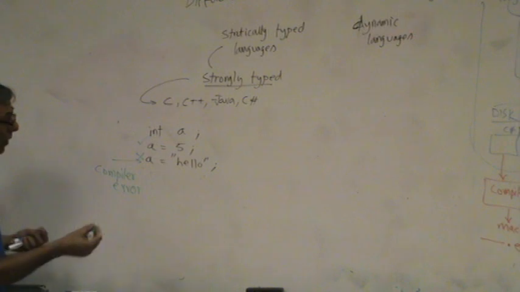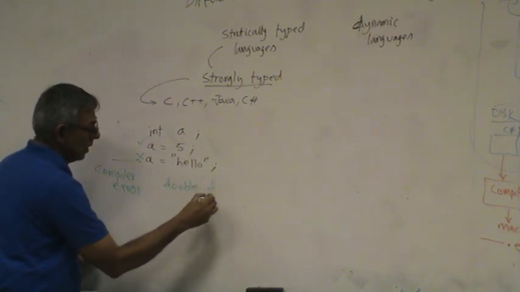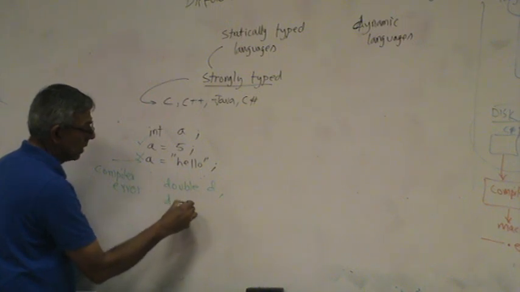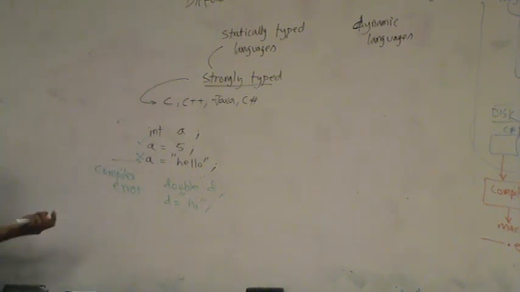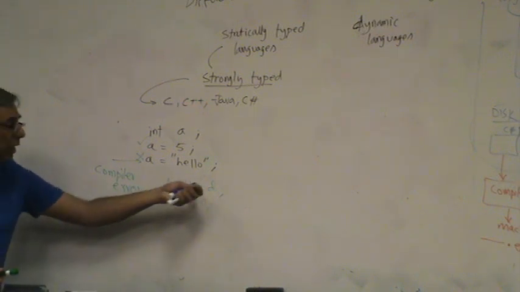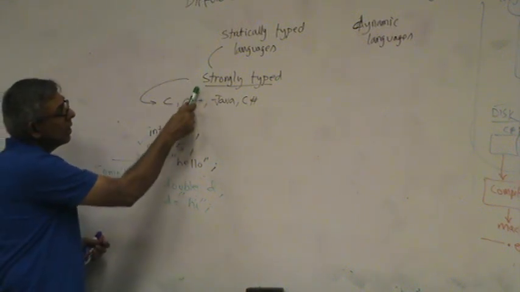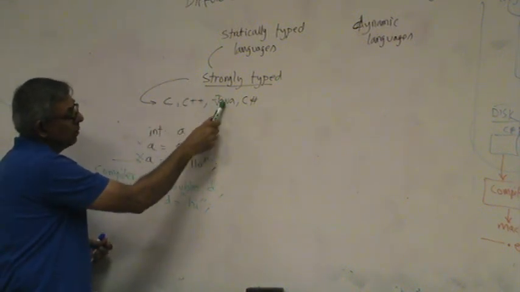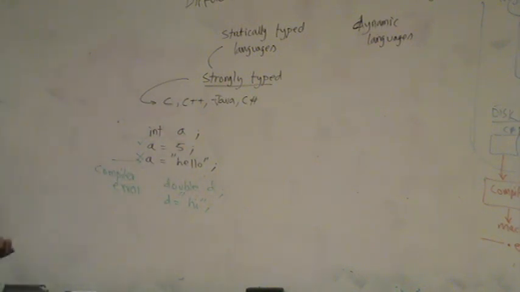Very similarly, if you did double D and said D equal to hi, what will happen? Compiler error again, because we said we'll only store decimal numbers. Double is the data type for decimals, right? So in all of C, C++, Java, C#, anytime you declare a variable, you have to indicate what kind of data we will be storing in it, right?